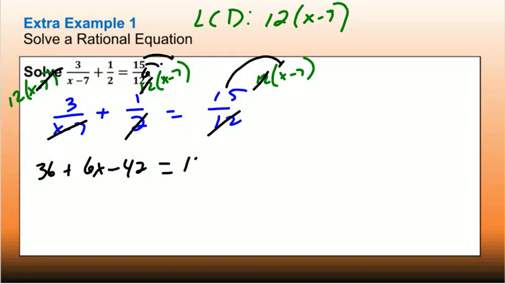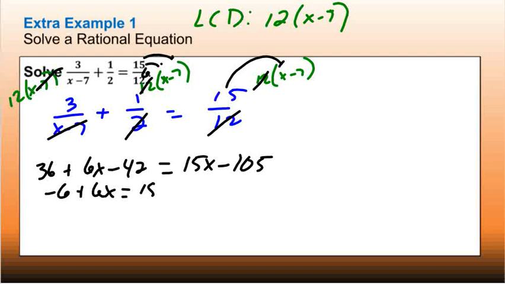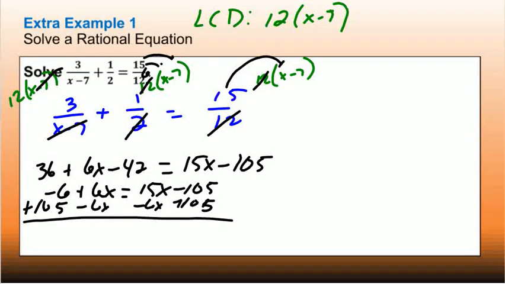distribute to 15, so that's 15x minus 15 times negative 7 is a negative 105. Combine like terms, so this will give us negative 6 plus 6x equaling 15x minus 105. Combine like terms, this time I'm going to subtract 6x and then add 105. This will give us 9x equaling 99. Divide by 9, x would equal 11.